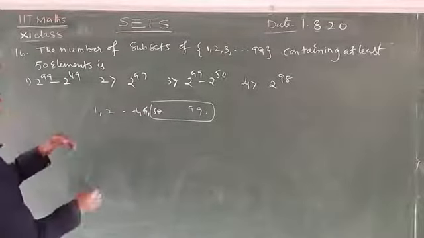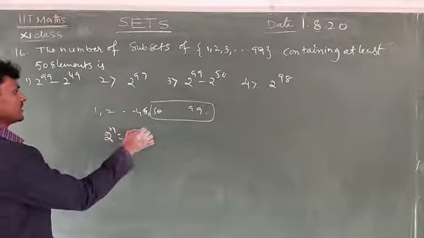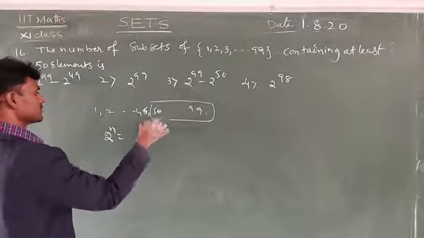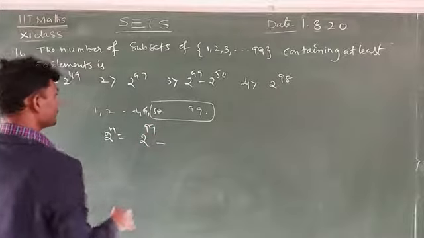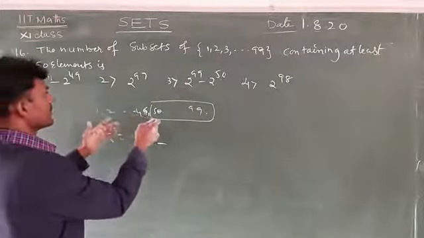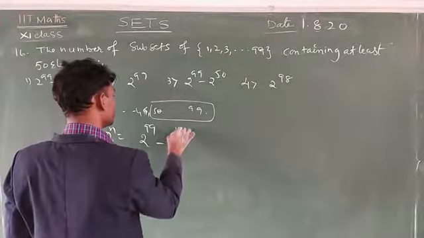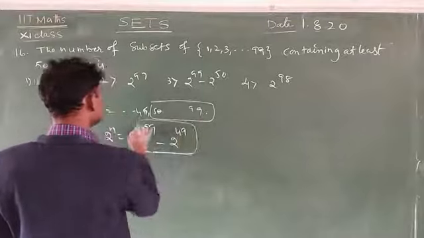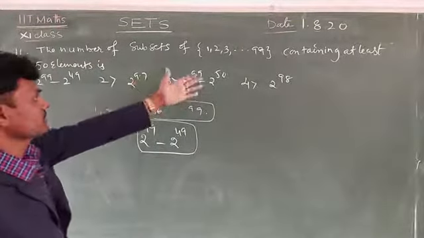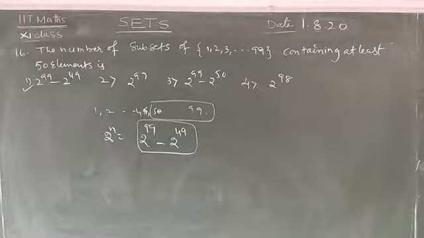A set having n elements has a total of 2 to the power of n subsets. Here the total number of subsets is 2 to the power of 99. Up to 49 elements you have to subtract, then we will get the subsets with 50 or more elements. Here 2 to the power of 49 you have to subtract, then we will get the subsets with 50 or more elements. Which option? First option. Note down.